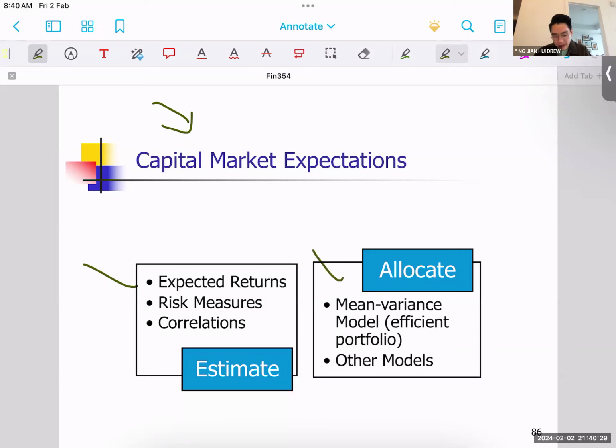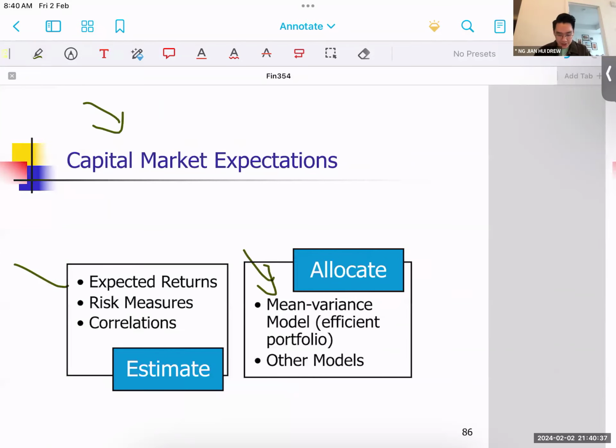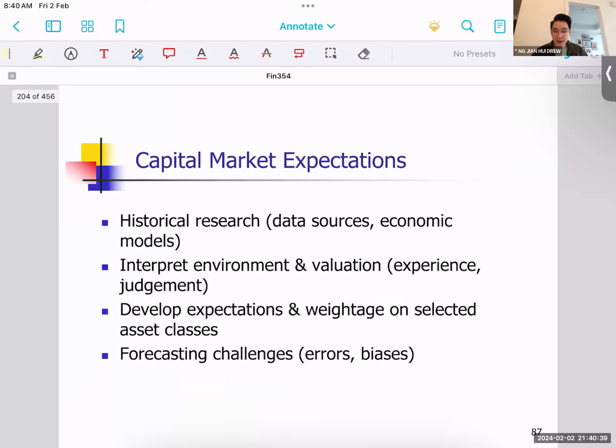So you have allocation based on the mean variance model. Don't worry about this. We will go through in detail what this means in the next lecture. Market expectation can be based on things like historical data, forward-looking judgment, maybe certain environmental conditions that you notice, some forecasting. Usually when you do forecasting, or forward-looking kind of expectation, there might be some errors, so just be careful.